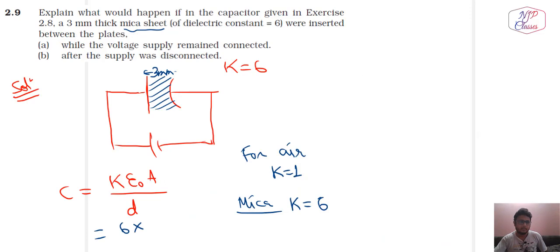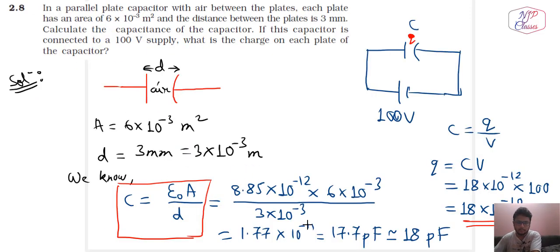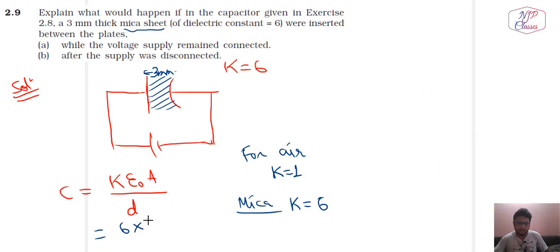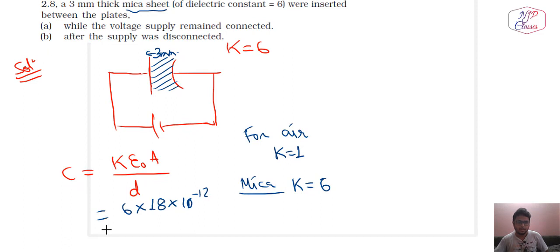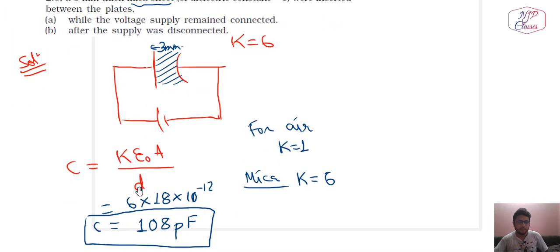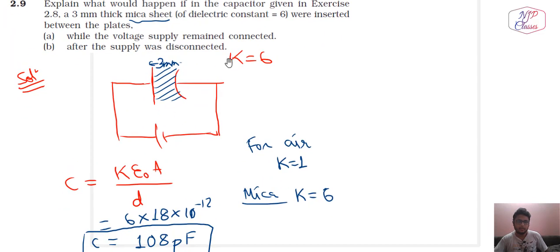So epsilon naught A by d, how much did we get? We got 18 picofarad. So 18 into 10 to the power minus 12, multiplied by 100. So finally, how much will we get? 18 into 6, 108. 108 picofarad, okay? So this is the answer, this is the value you'll get.